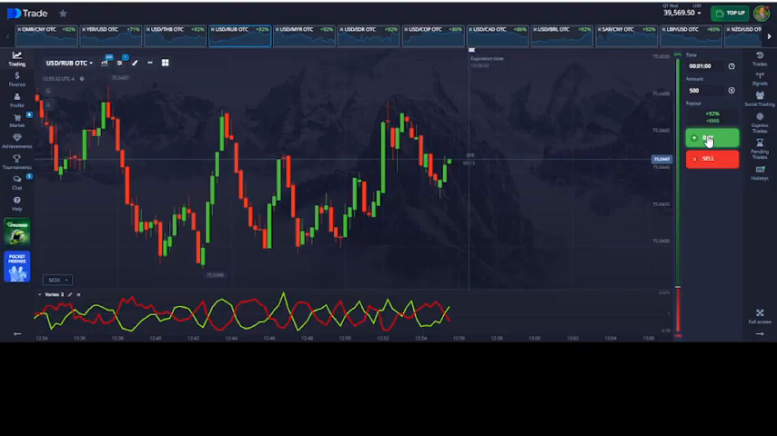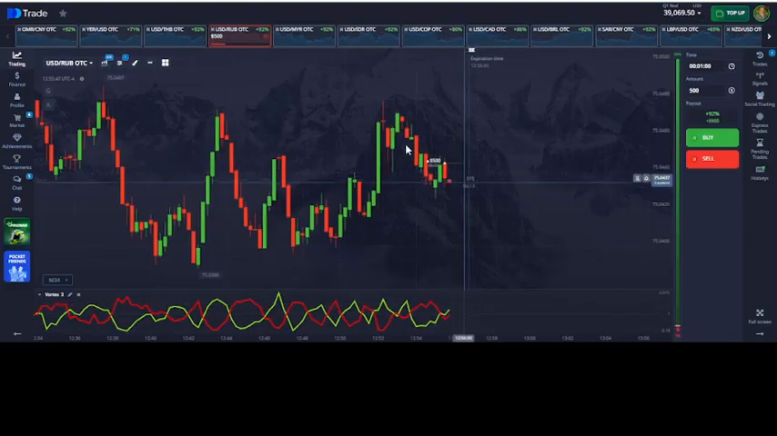Okay, so you see the vortex lines just crossed here. So I went ahead and took a buy trade. The plus VI line crossed the red VI line here in an upward direction. So this suggests there's going to be a bullish reversal over the next 60 seconds. So let's monitor this trade and wait for the expiration.